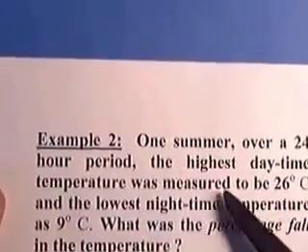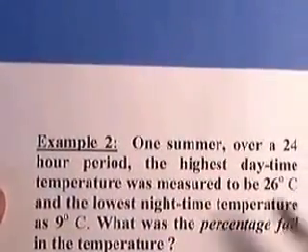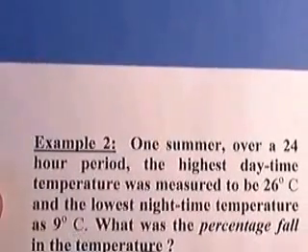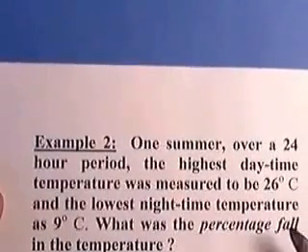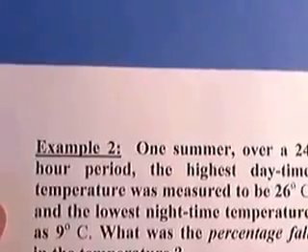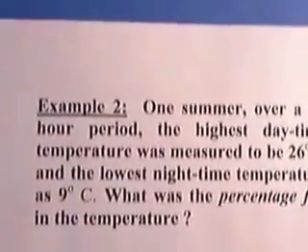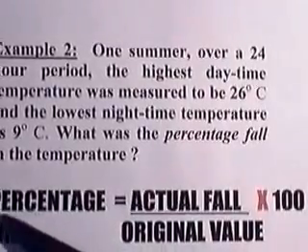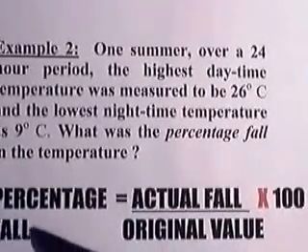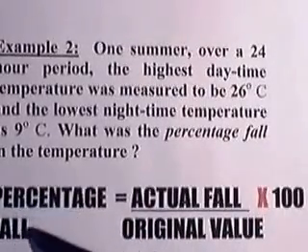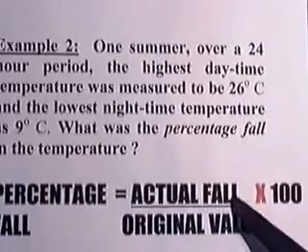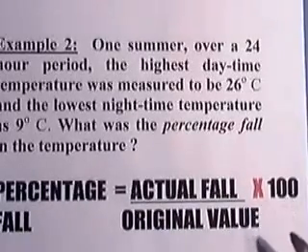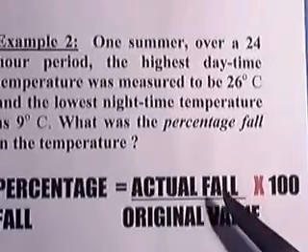One summer, over a 24-hour period, the highest daytime temperature was measured to be 26 degrees centigrade, and the lowest nighttime temperature was 9 degrees centigrade. What was the percentage fall in the temperature? Well, we need to do this time. Percentage fall. Okay, remember last time with money it said loss, doesn't matter, but this time it's percentage fall. Percentage fall is the actual fall divided by the original value times 100.